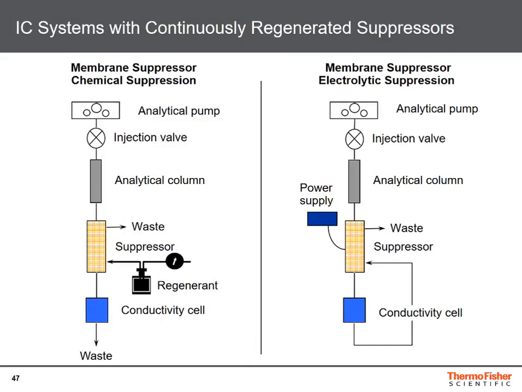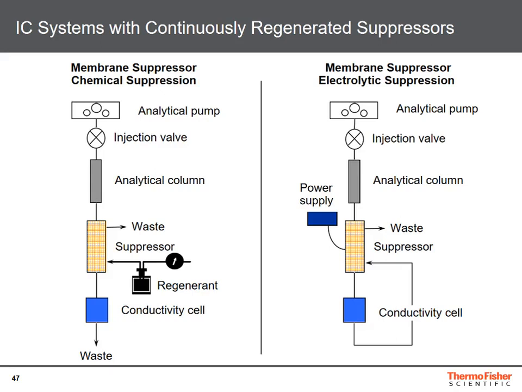The most common continuously regenerated suppressor systems today are membrane-based systems, and that has a number of reasons. First of all, membrane-based systems have a very small internal volume, for example, only 45 microliter in combination with a standard bore column of 4 mm internal diameter. They are also characterized by a very high suppression capacity, which I already mentioned.